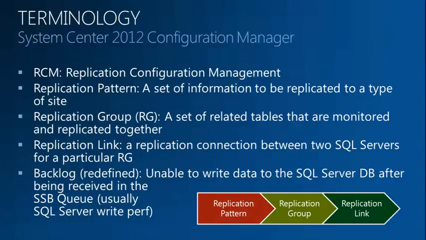Flip that. A replication pattern is global site or global proxy data. It's a set of data, again, but it's a set of what we replicate. A replication group are the tables grouped together. And last but not least, a replication link. And they nest, as that little diagram shows you, one or the other.